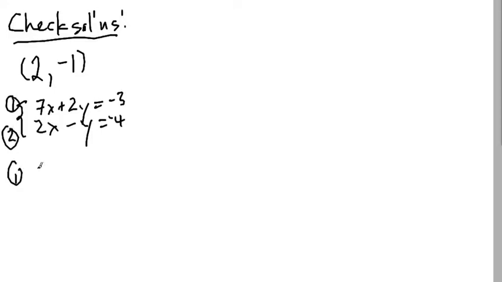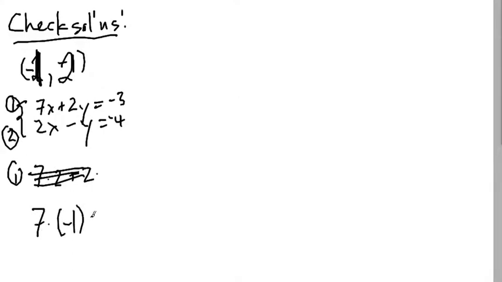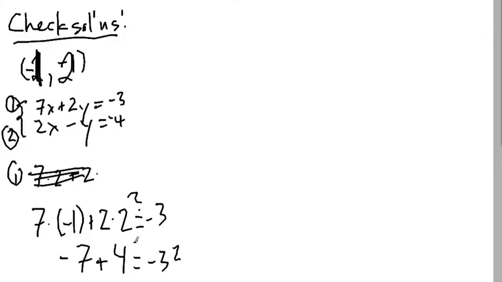Let's call these equations 1 and 2. In equation 1, the question is, x was supposed to be negative 1 and y was supposed to be 2. So the question is, is 7 times negative 1 plus 2 times 2 equal to negative 3? I'll put a question mark there because I'm not sure. Is negative 7 plus 4 equal to negative 3? The answer to that is yes.